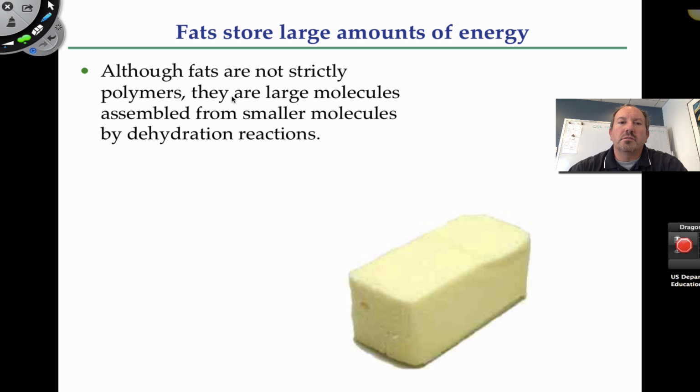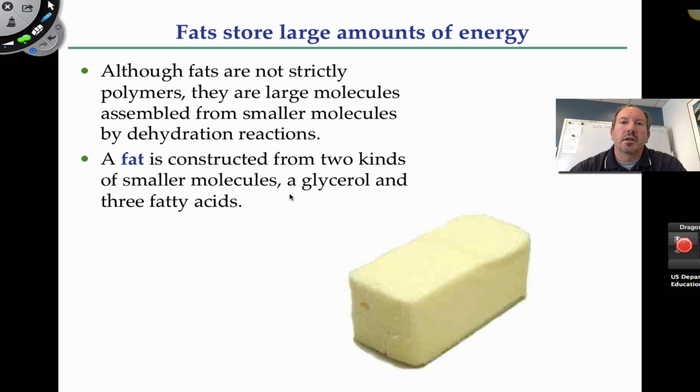So although fats are not strictly polymers, as I said before, they're very large, and they're assembled from some smaller subunits, not altogether that small, through dehydration synthesis. And so fat is composed of two kinds of molecules, and the first is a glycerol.